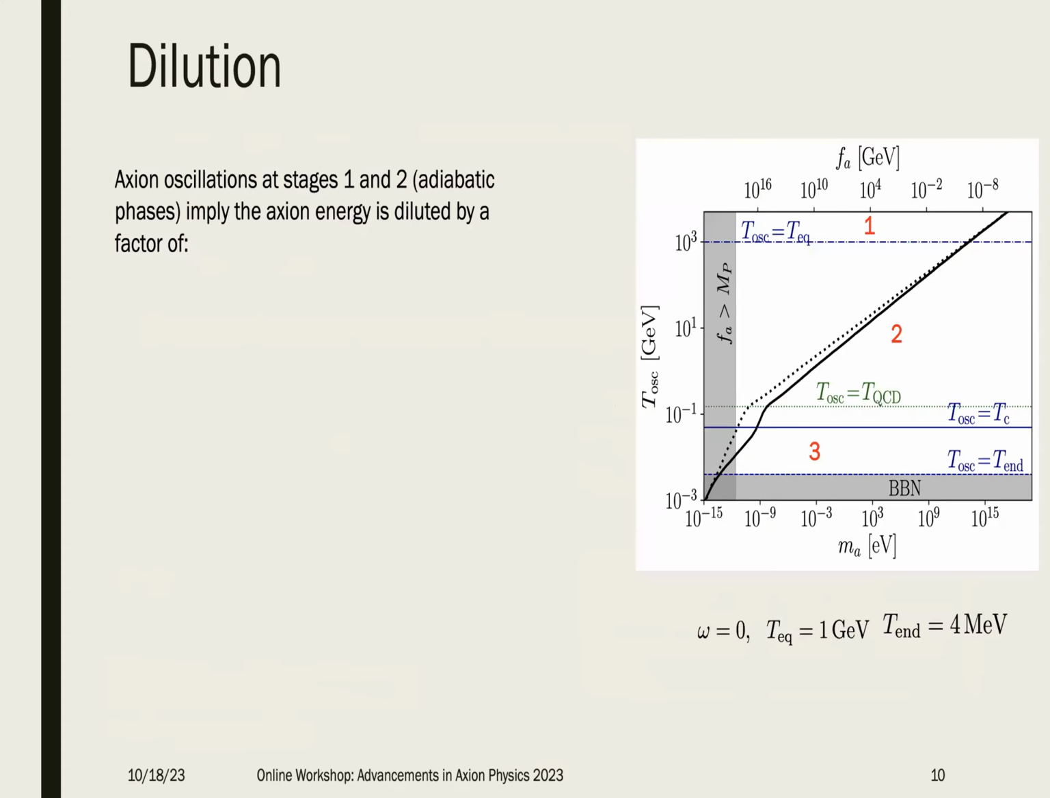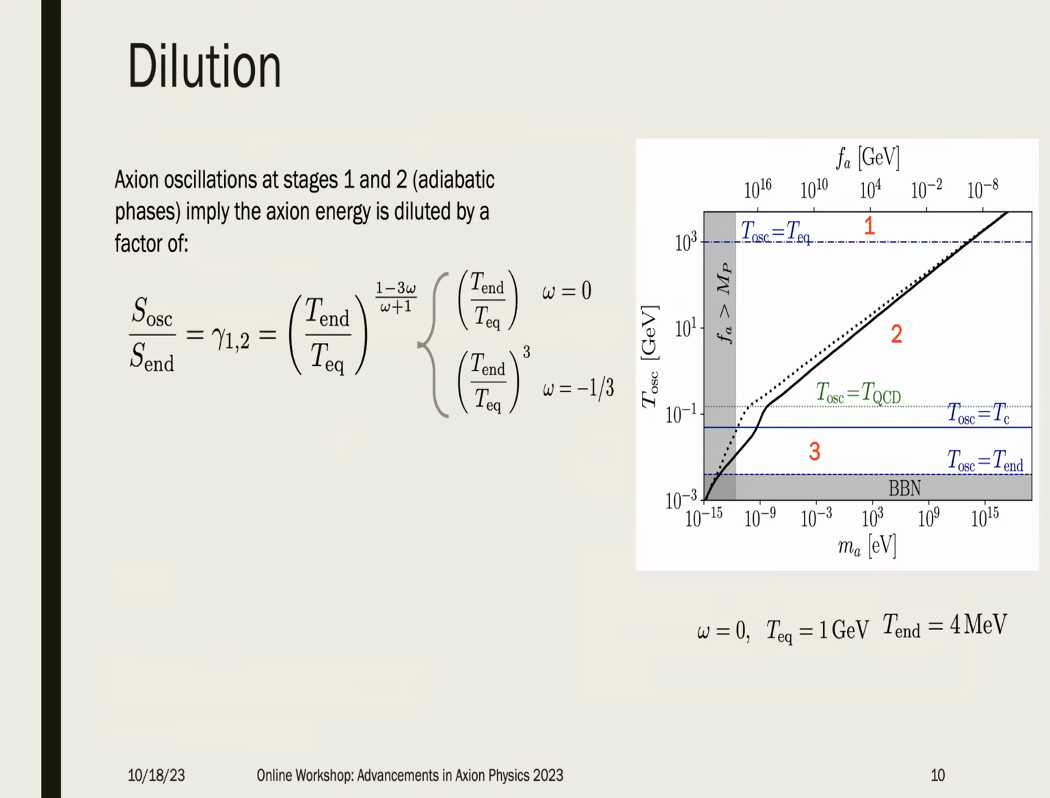Yeah, so about the entropy dilution, I will really quickly show you how it looks for these different regimes, these two adiabatic regimes. It is given by this expression: the ratio of the two temperatures that mark the beginning, let's say, and the end of the dominance of this new field.